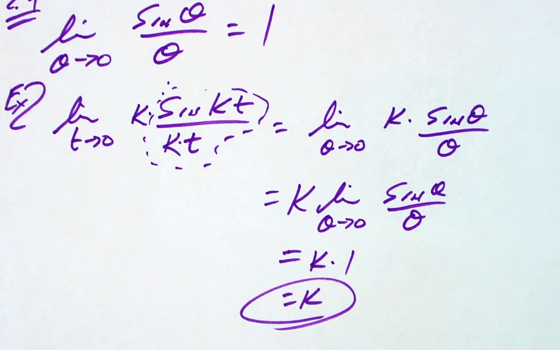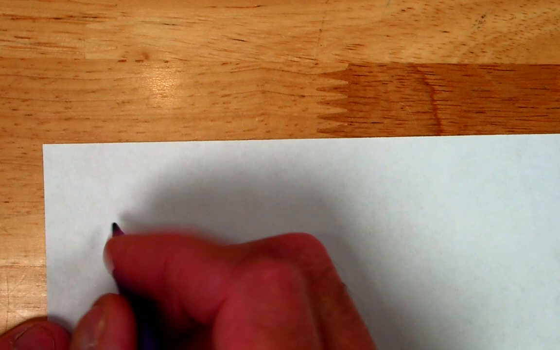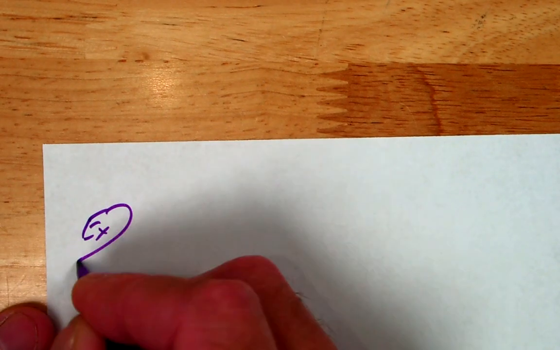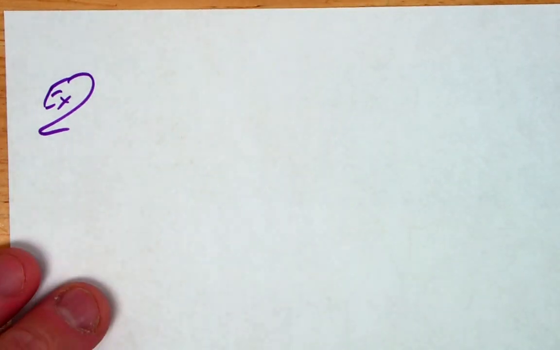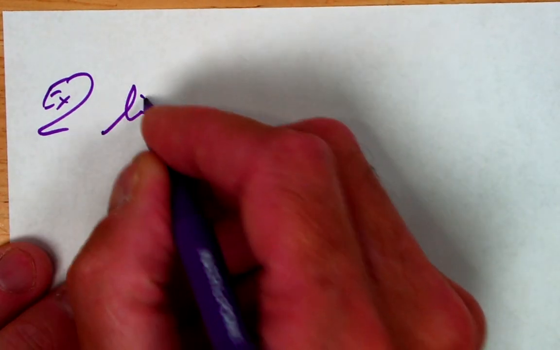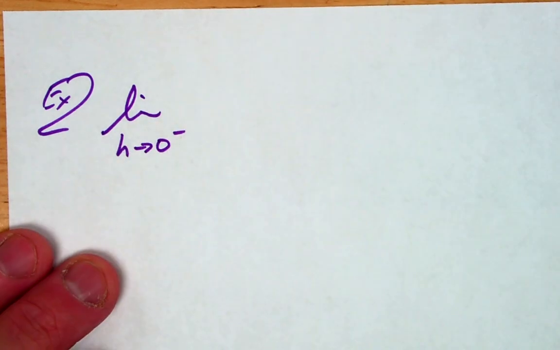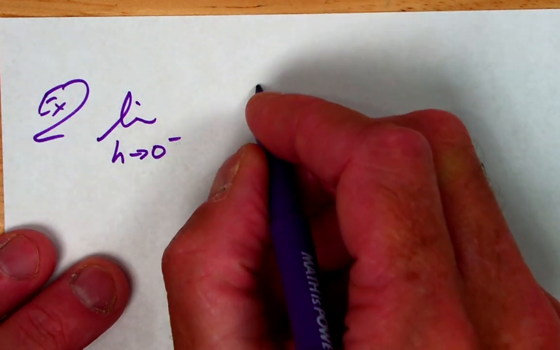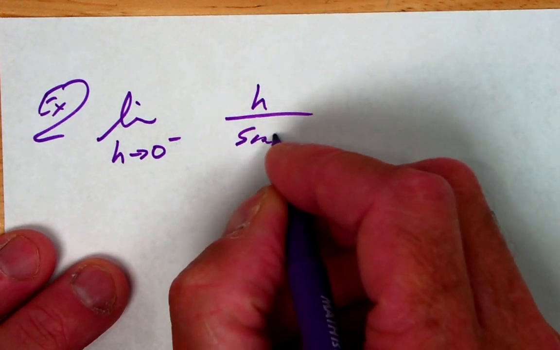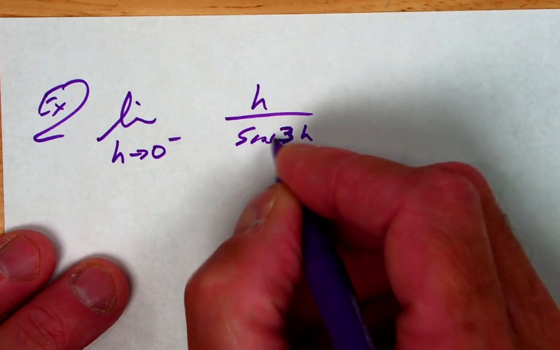I think we probably need another one. Yes. And I kind of figured that would be the case, because this is different stuff. There's no doubt about it. It's new stuff. But we're going to wrap it up with something that's a little bit more concrete. Okay? So the limit as h approaches 0 from the left. We got this leftness thing going on. Of h over sine of 3h.